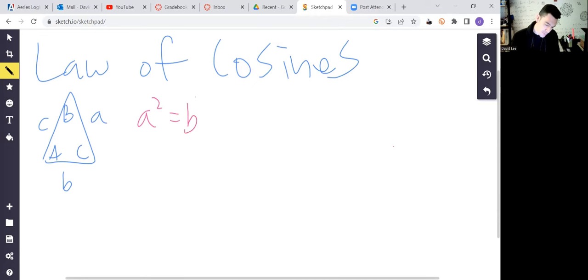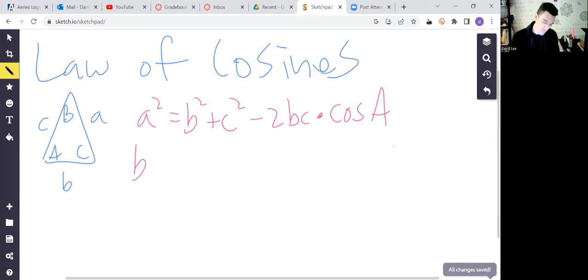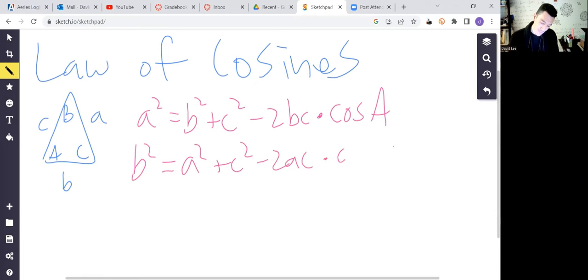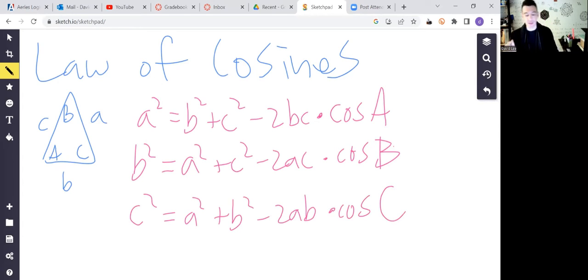a squared equals b squared plus c squared minus 2bc times the cosine of big A. Also, b squared equals a squared plus c squared minus 2ac times the cosine of big B. And finally, c squared equals a squared plus b squared minus 2ab times the cosine of big C. So the law of cosines, if you open up a textbook, you'll see three different equations, but it's really the same equation expressed three different ways.